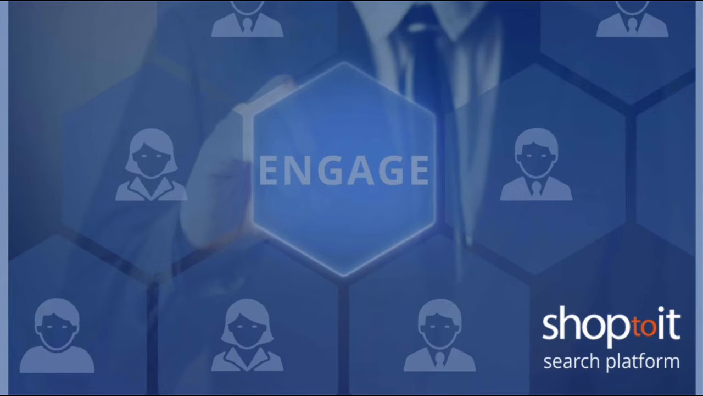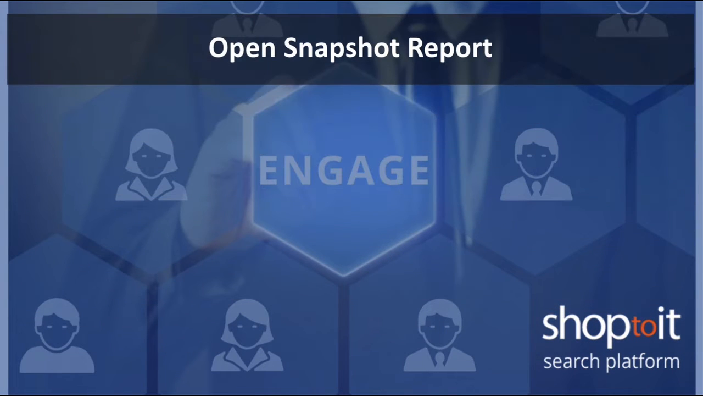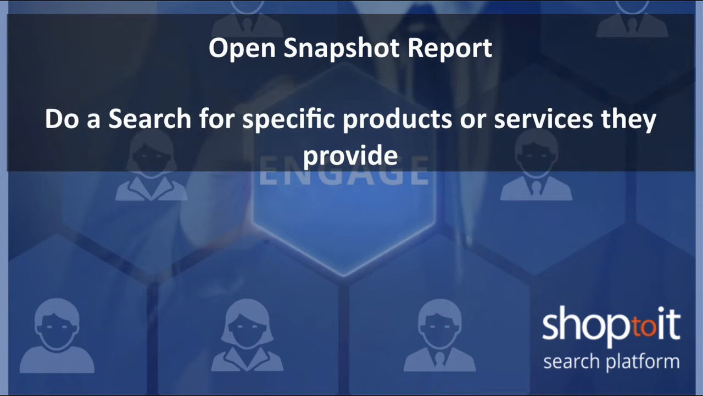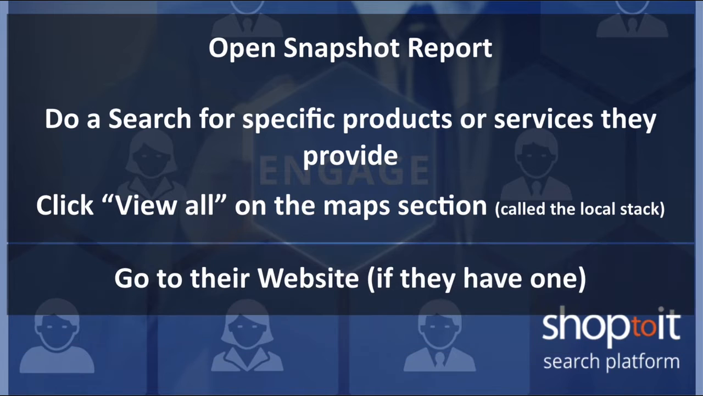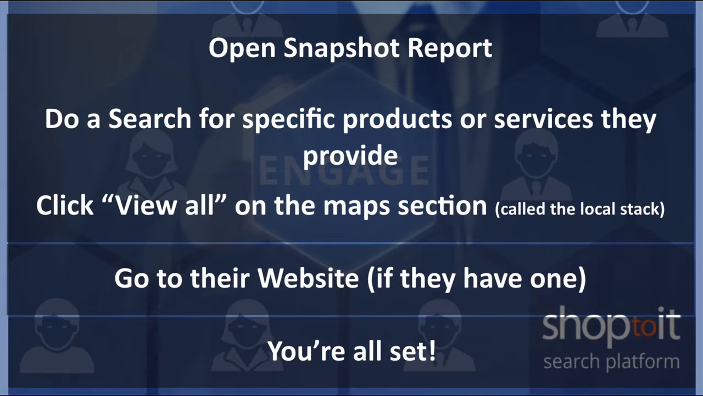Okay, we have an appointment with a decision maker. So just prior to the appointment, open up the Snapshot Report for the business. Then go to Google and do a search for a specific product, service, or category for that business in its local market. Click on the View All in the Maps area and open it in another tab. Lastly, open another tab and go directly to their website if they have one. You should have 4 web pages open and you are all set.